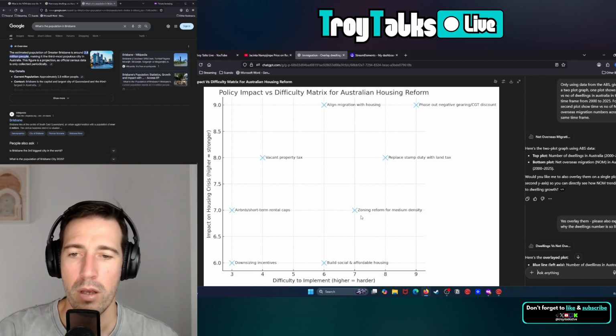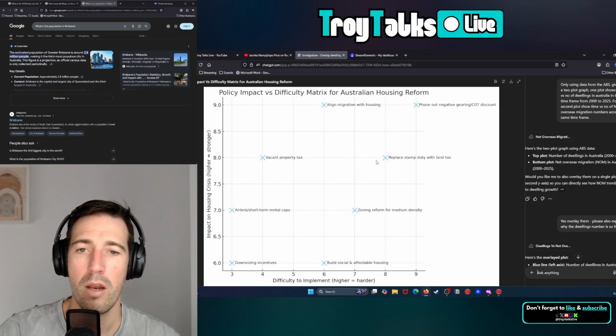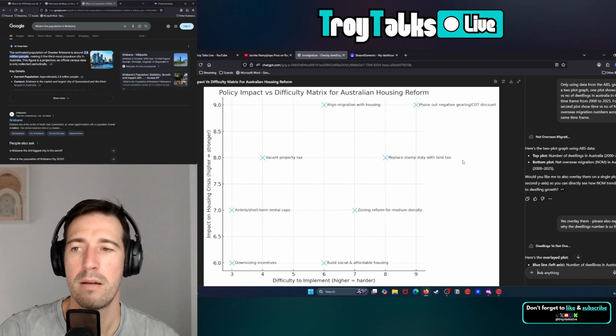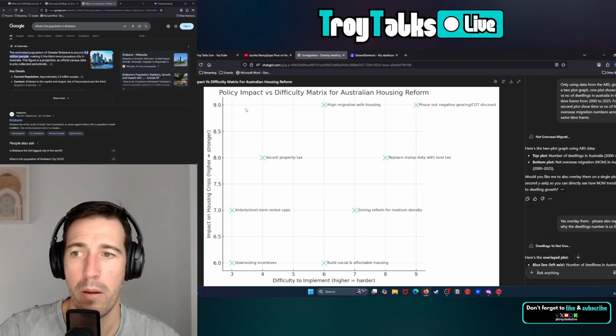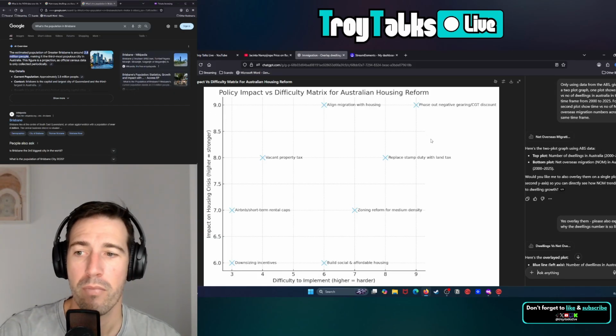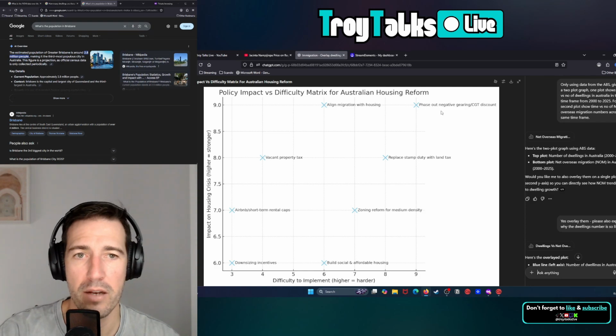Okay? Zoning reform and medium density. So now we're up to 7. Zoning reform, medium density, that's for your long term. I think that's going to be fine. That's just general growth of housing. Replace stamp duty with land tax. That is going to have an 8 impact, a stronger impact on the housing situation, but it's also quite hard to implement. And then lastly, the hardest to implement, but also having one of the highest impacts on housing, is phasing out negative gearing and capital gains tax.